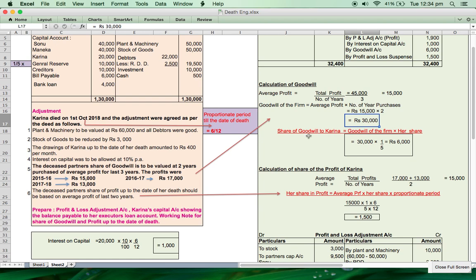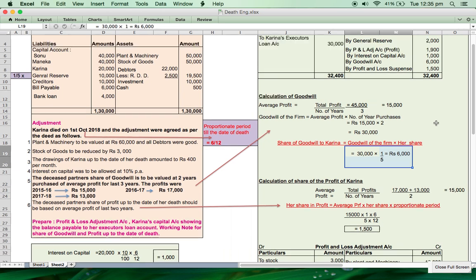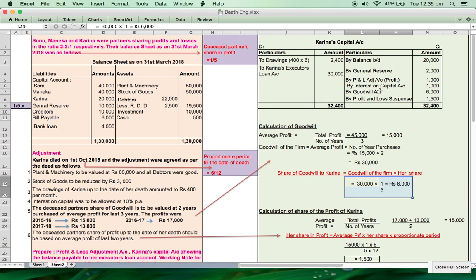Now we have to find out share of goodwill which is payable to Karina's legal heirs. So share of goodwill will be total goodwill of the firm into her share in profit. So 30,000 rupees into 1/5, which is equal to 6,000. Now this share in goodwill we are going to show at the credit side of her capital account. So by goodwill account 6,000.